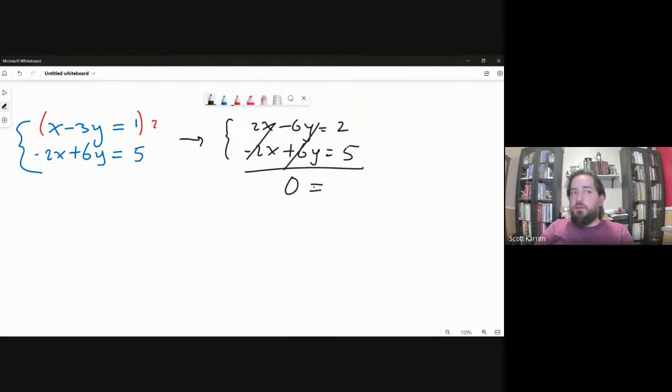And if I combine those, the x's cancel out, the y's cancel out. That just gives me a 0 on the left-hand side, but I get 7 on the right-hand side, and this is false. It's false no matter what x is. It's false no matter what y is, right?